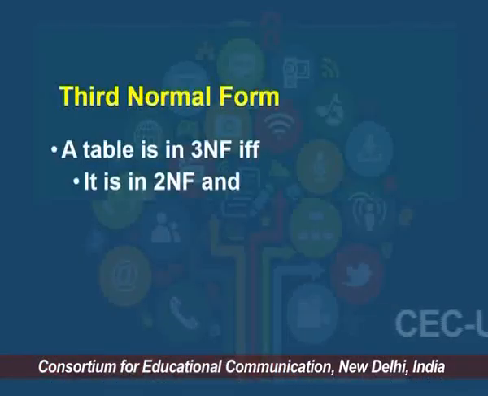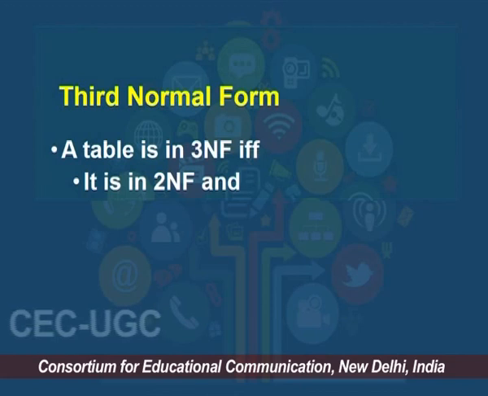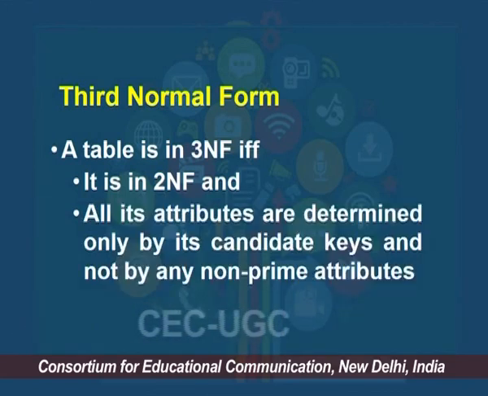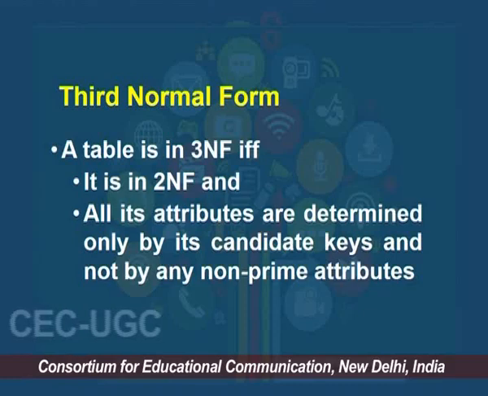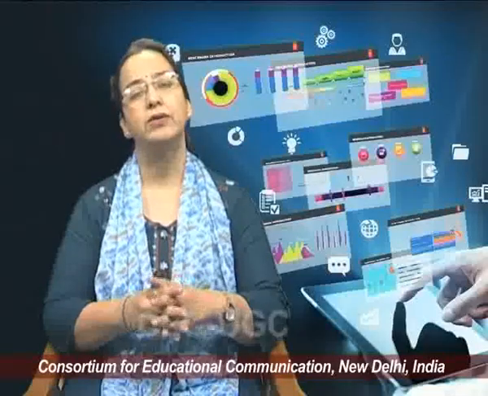If we go by the definition, a table is in third normal form if and only if it is in the second normal form and all its attributes, that means all its fields, are determined only by its candidate keys and not by any non-prime attributes. Now what does it mean? Let us try to see that.